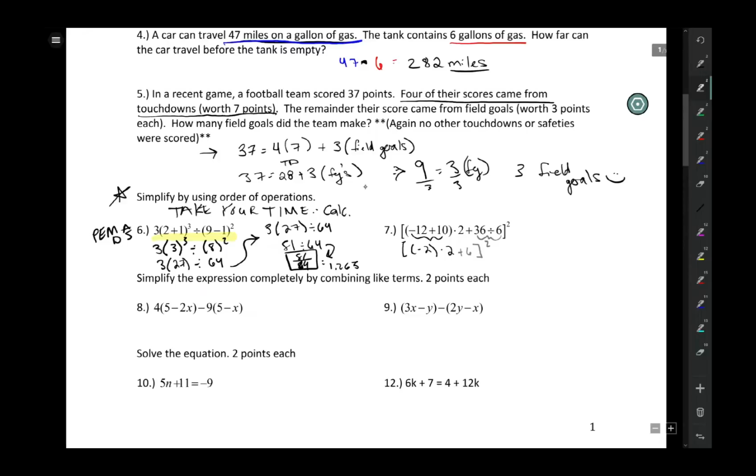Negative 2 times 2 is negative 4 plus 6. Square everything at the end. Negative 4 plus 6 is negative 2, or positive 2, sorry. Squared, and you should have 4. I'll be sure to double check these. Okay, so always, if you do it by hand, always check in your calculator. Again, these should be easy points.